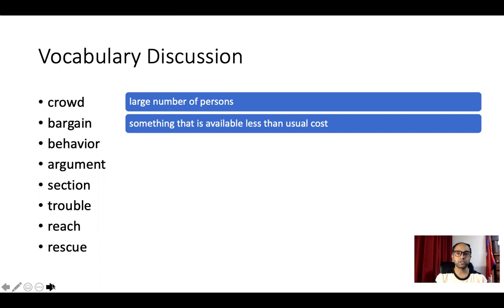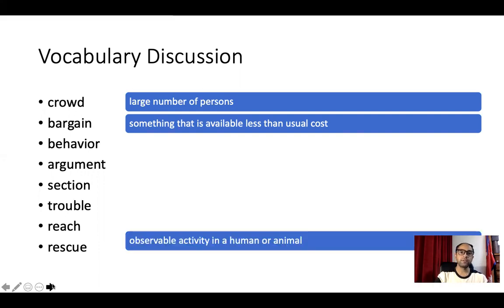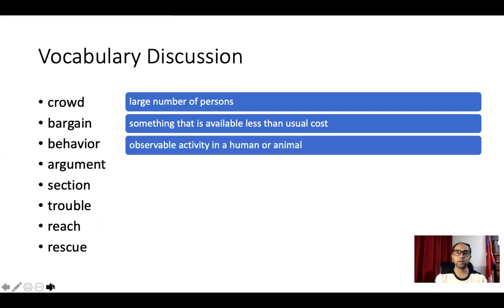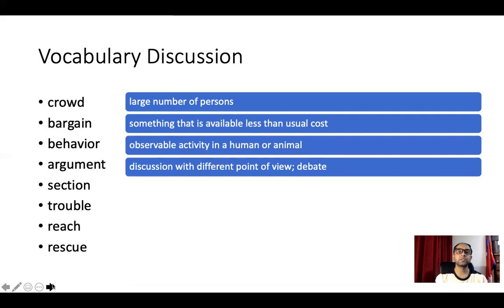have bargain stores. Okay, behavior is activity that can be observable, human activity or animal activity, human behavior. Argument is a discussion with different points of view, kind of debate. Okay, you have one point, I have another point. We start discussion that becomes an argument.